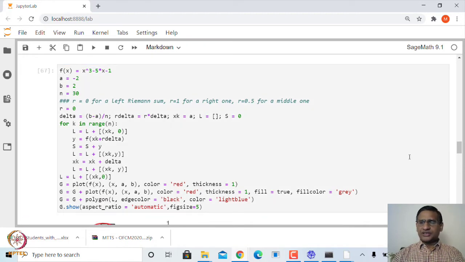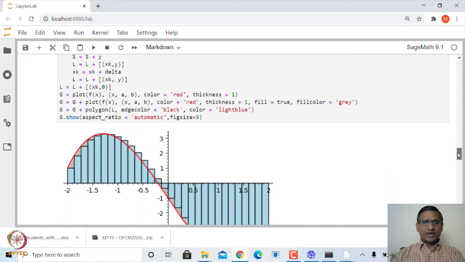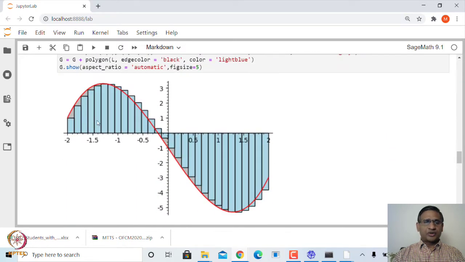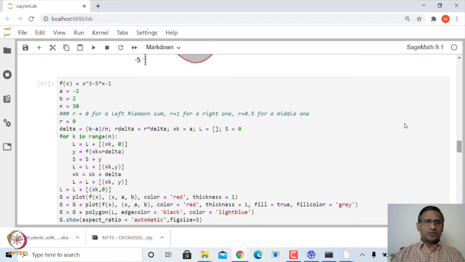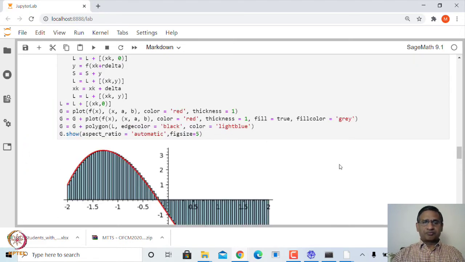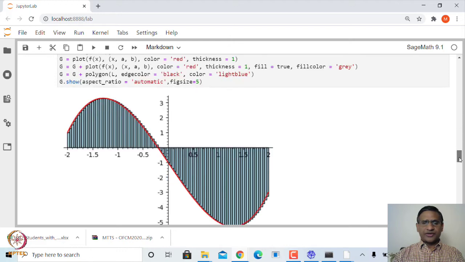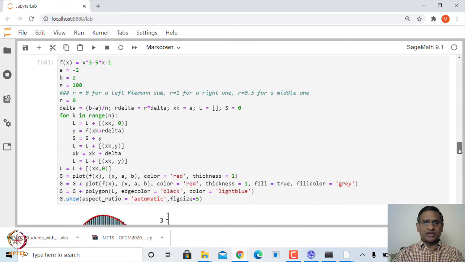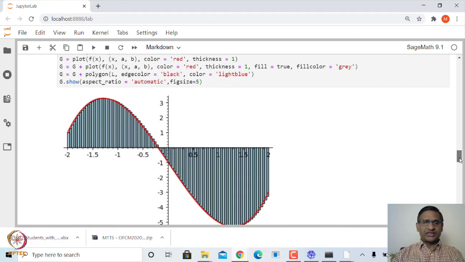When I make it 30, the approximation will be much better, because now you can see that the left out portion and the extra portion which are considered are very small. And if you take a further larger number of intervals or divisions, let us say if I take 100, then this will be very close to the actual area. So, that is one way to approximate this area.